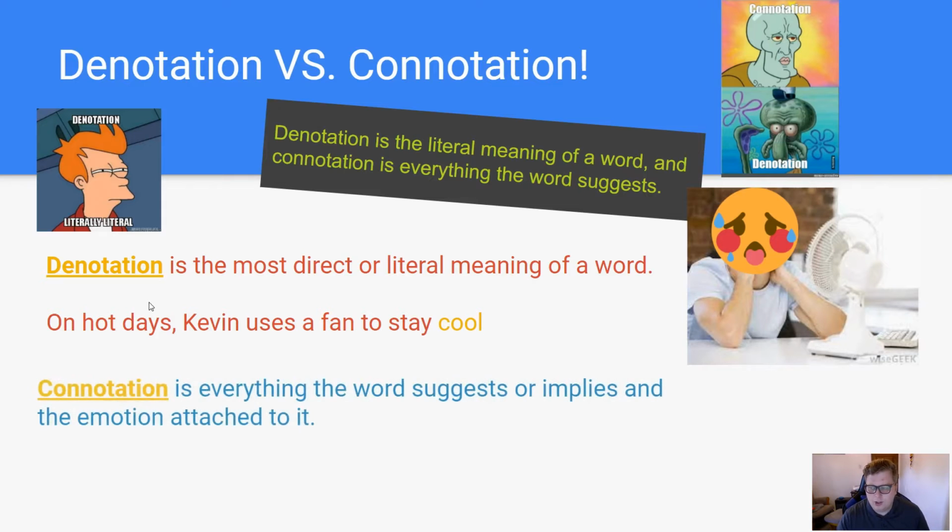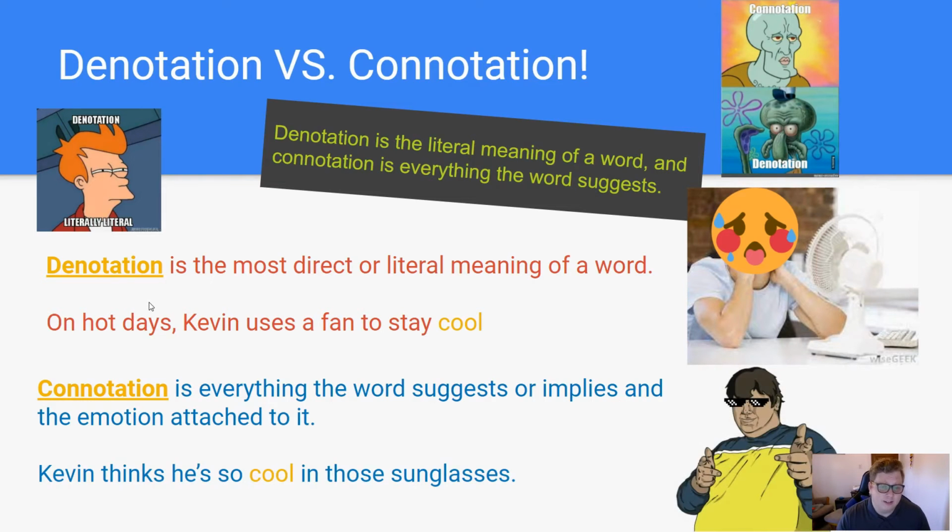Here's connotation. Connotation is everything that the word suggests or implies and the emotion attached to it. Again, we're going to use the same word, cool. Look at this example and how connotation is used here. Kevin thinks he's so cool in those sunglasses. Not literally cool, like he's not physically cool, like cooler or colder, but cool as in like hip or stylish.